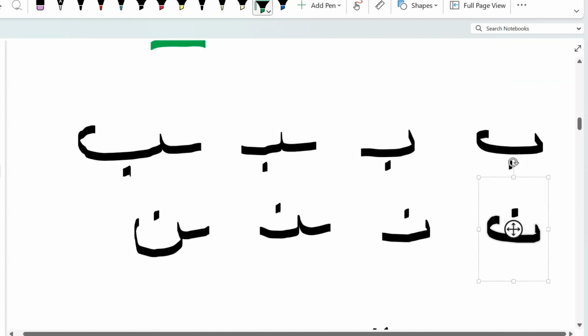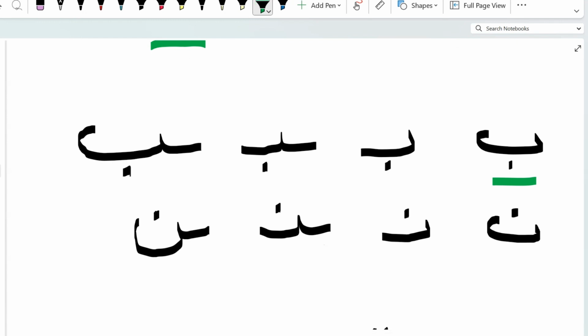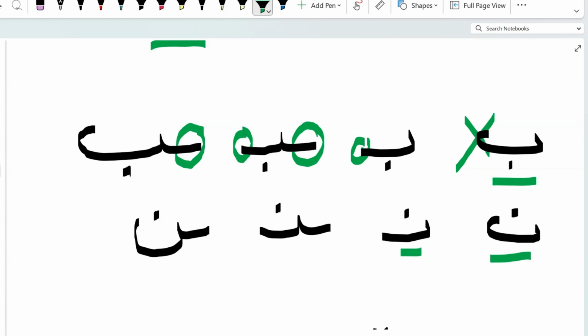So this is the ba. If you want to write it in the beginning of the word, you just cut off this end, then you attach it right here to the letter after it. And then in the middle of the word, you just add this connection to attach it to the letter before it, and you can attach the letter after it right here. At the end of the word, you just add this connection to it. The same thing goes with the noon, as you can see in the beginning, the middle, and the end.